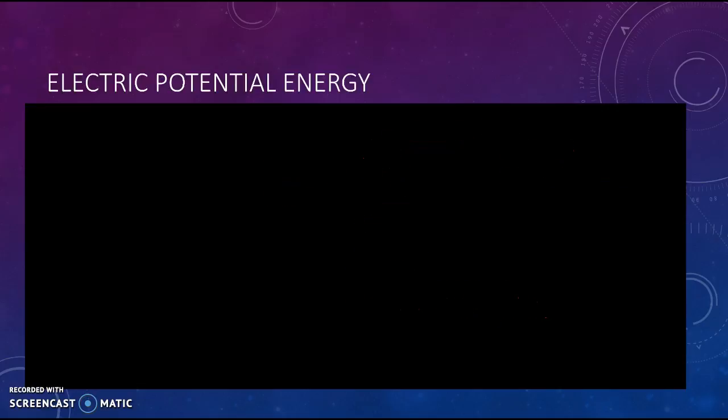And in chemistry, we like to deal with energies, right, instead of forces. And so we can re-express Coulomb's law in terms of energy. V would be the potential energy. We call this the electrical potential energy, right? And this is true.